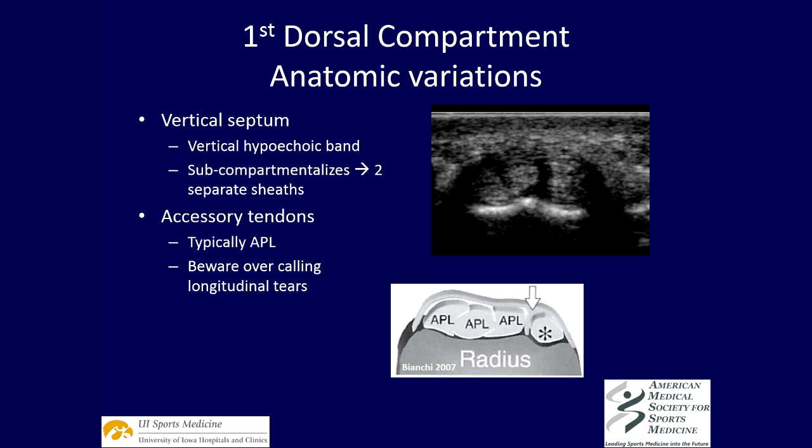Another anatomic variation are separate tendon slips of the APL. Typically these involve the APL, although less commonly you can see them with the EPB as well. This should not be mistaken as a longitudinal or split tear of the tendons.